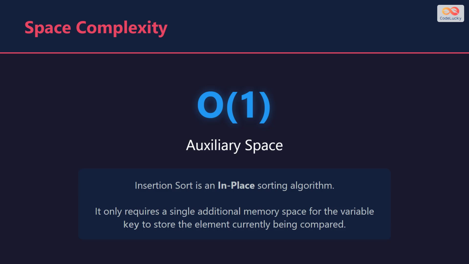For space complexity, insertion sort is excellent. It is an in-place algorithm, meaning it requires O(1) auxiliary space. We do not need to create a new array. We just need a tiny bit of extra memory to store the single key variable during comparisons.